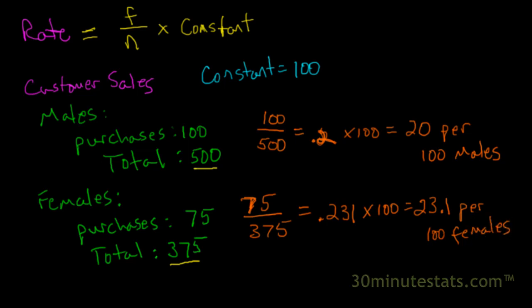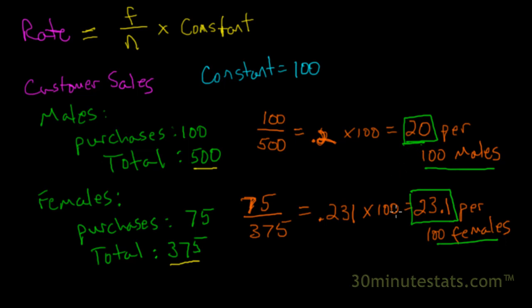Okay, so now that we've done that, we've created these rates per 100 males and females, and what we find is that our rate for males is 20 and the rate for females is 23.1. In this particular case, even though there are fewer actual purchases among females, the standardized rate per 100 females is larger. For every 100 females that gets into our database, 23.1 make a purchase, whereas for every 100 males, only 20 end up making a purchase.